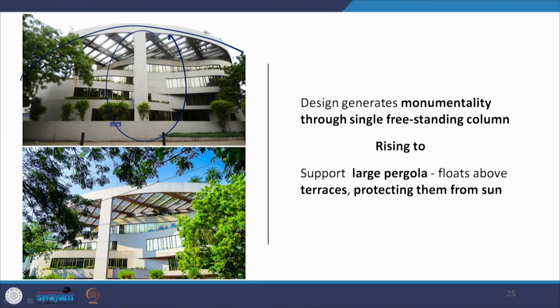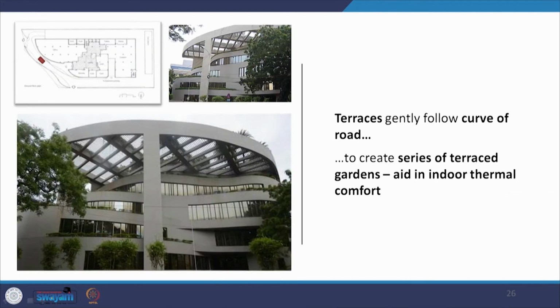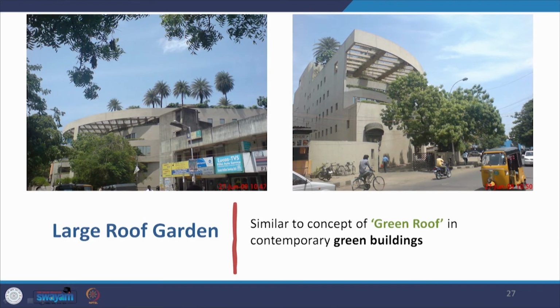So this pergola also has a roof garden, and the overall building is protected from the direct radiation of the sun. The terraces gently flow, there are different terraces at every level underneath the pergola, and they flow along with the curve of the road that you see. This curve is how the terraces are created, to create a series of terrace gardens which aid in the endothermal comfort. And as you can see, there is a terrace garden at the top also.